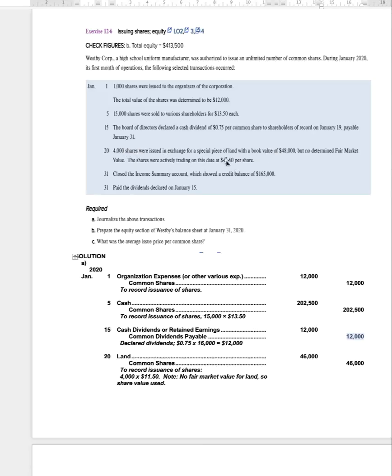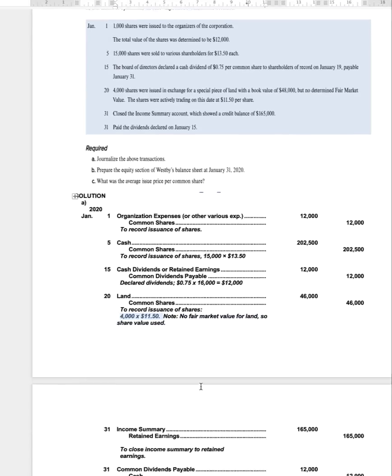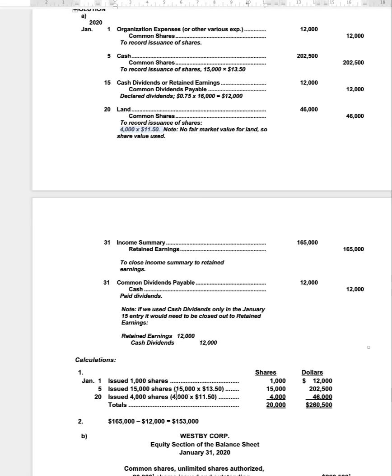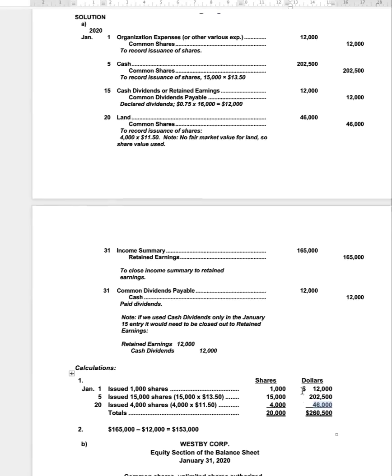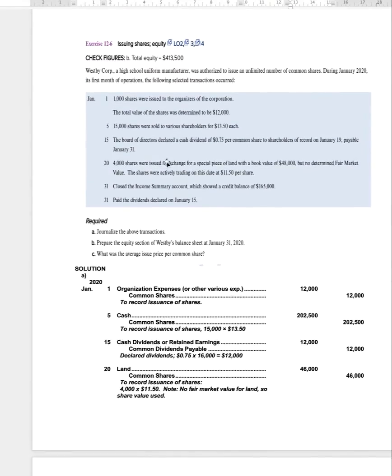So 4,000 times $11.50 is going to give us $46,000 as the value for the common shares issued and $46,000 for the land. Because again, we don't have a fair market value for the land. So we have no alternative but to use the value of the shares. So now if we update, we see we're issuing 4,000 shares, and the value of those shares is going to be $46,000. So now, if we go back, what did we do?